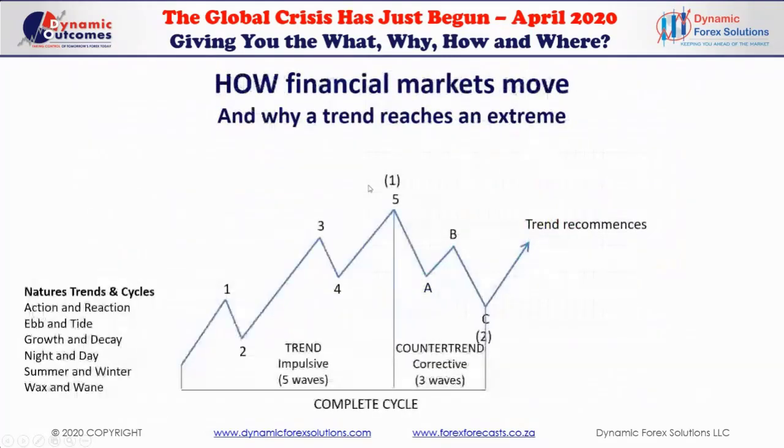So how do financial markets move? And why do we tend to reach extremes? Well, as in any cycles in nature, we get ebb and tide, growth and decay, summer and winter, waxing and waning, and so on. In markets, we get those similar patterns where we get a trend of 5 waves going up, and then we get a counter trend, and the trend resumes. The counter trend is generally a 3-wave pattern that partly retraces the 5-wave move up, and then the trend recommences. And this happens in smaller and larger degrees. So each of these waves will be made up of 5 waves, 3, 5, 3, 5.